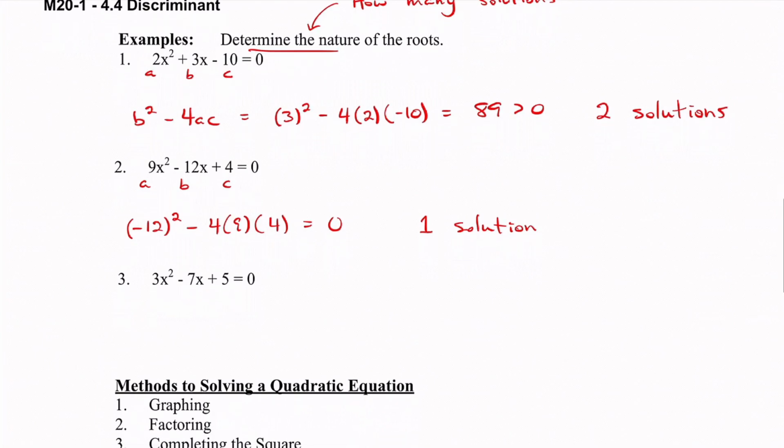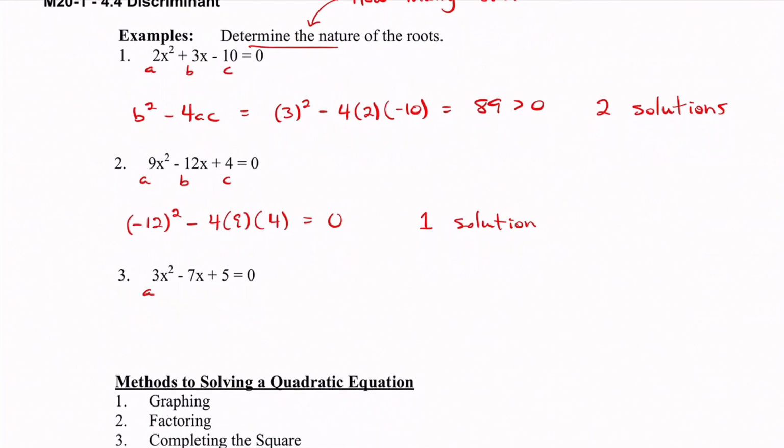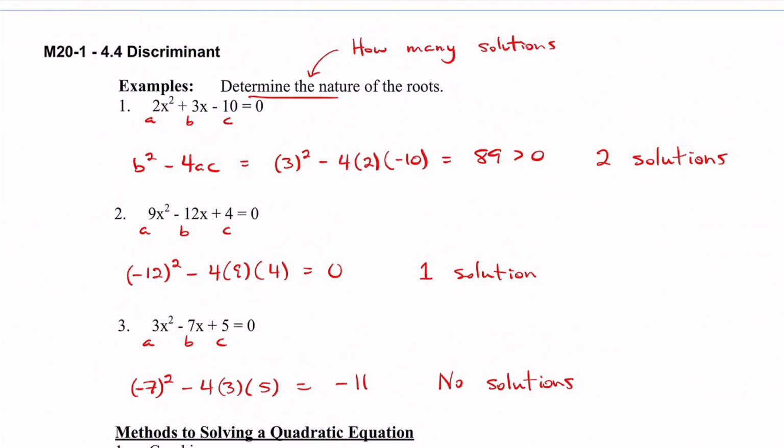And then with the last one, you're probably already kind of knowing what's going to happen. So we got A, B, and C. So that's B squared, minus 7 squared, minus 4 times A, which is a 3, times C, which is a 5. And when we calculate this one, as you might have guessed, you get something negative. So negative 11. That told us whenever we got anything negative, there was going to be no solutions, or no distinct real roots. So no solutions. So again, determine the nature of the roots means tell me how many solutions, don't give me the solutions.